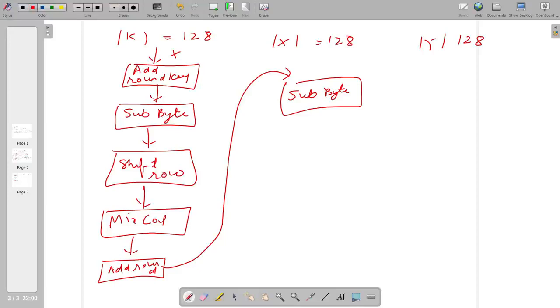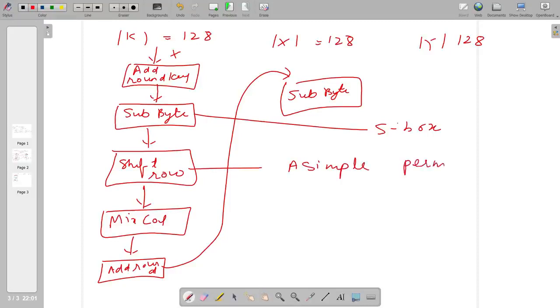So this sub byte or substitute byte operation uses an S box to perform a byte by byte substitution of the block. Then this shift row is a simple permutation. We will discuss all these operations in detail. Then this mix column is a substitution that makes use of arithmetic over GF 2 to the power 8. So it is a substitution which uses arithmetic over Galois field 2 to the power 8.